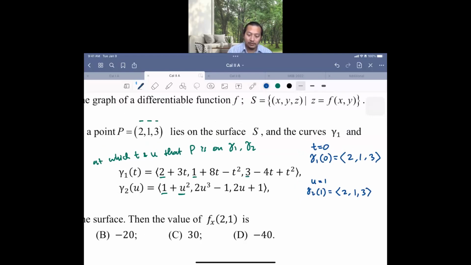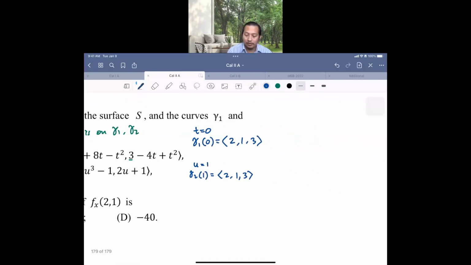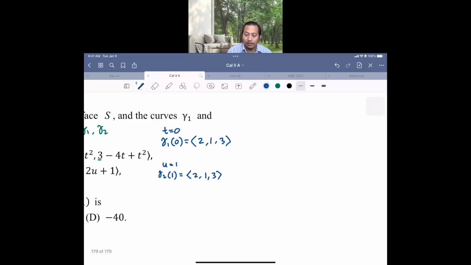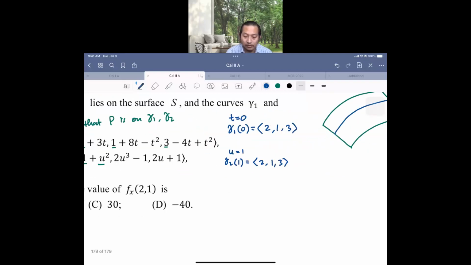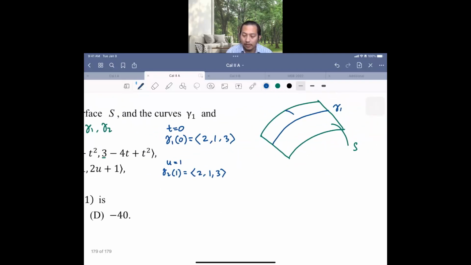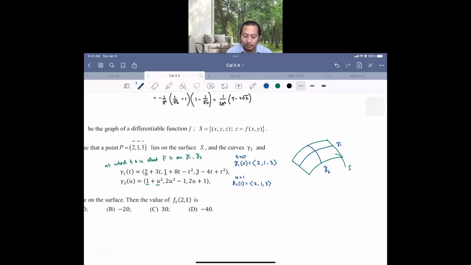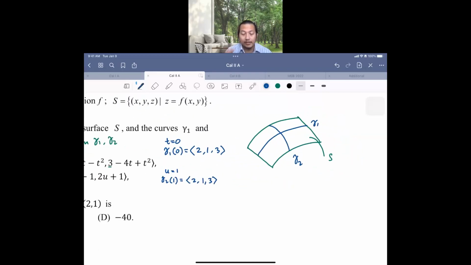The second one. If we imagine what it looks like, let me just take this to remind you of what we had before in chapter 14. Let's say this is curve 1, and this is curve 2. Let's say that's our curves.